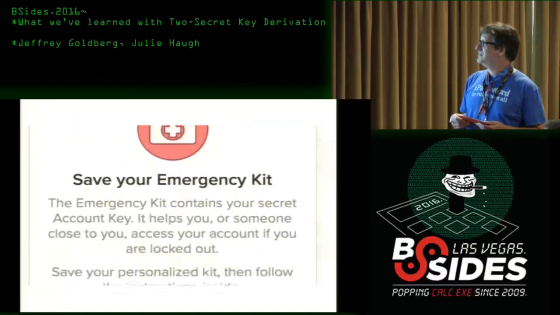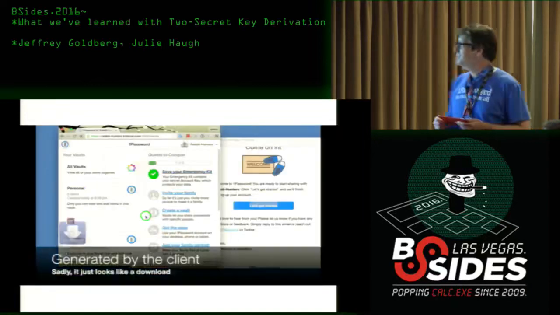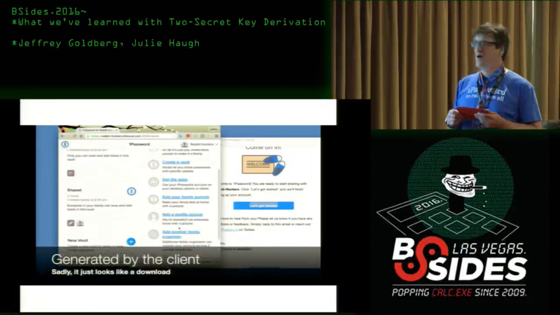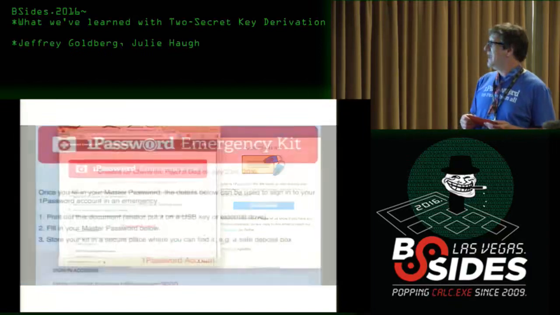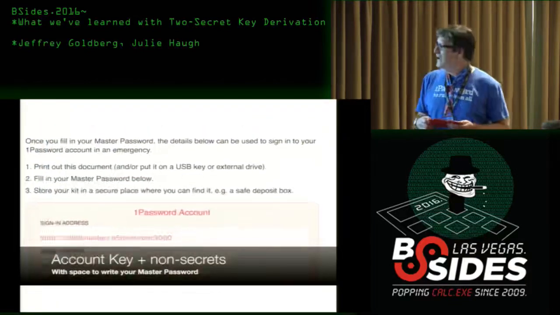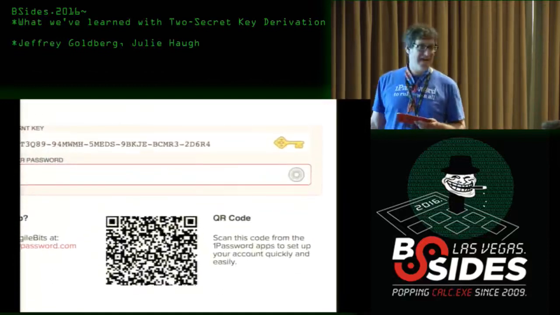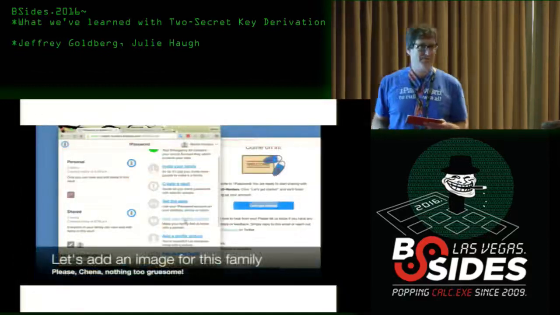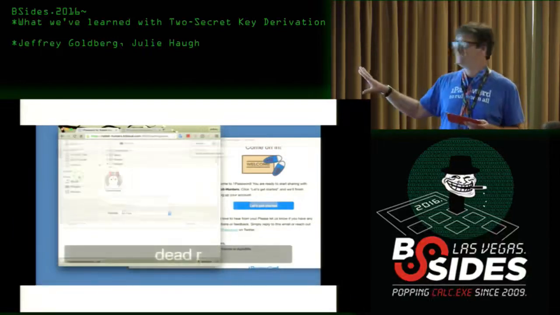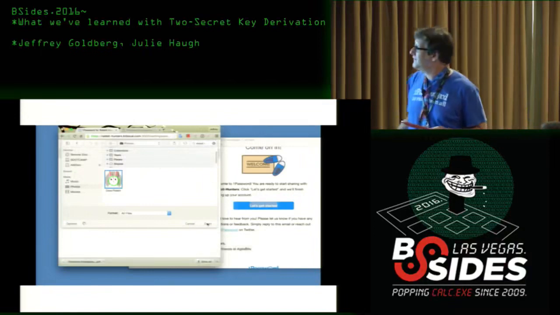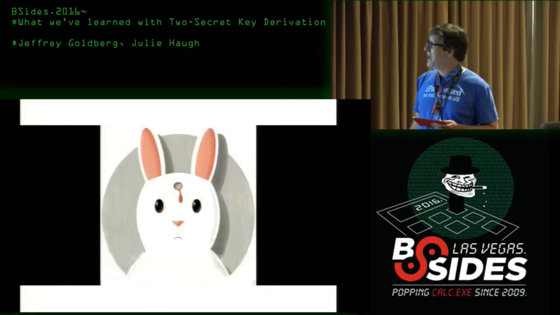And her first task she's given is to save her emergency kit. The emergency kit contains all the non-secret information, her account key, and a nice space to actually write in your master password, and a QR code that we'll get to later. You're encouraged to write down your master password and put this piece of paper someplace safe. Okay, let's just set up stuff for the account.